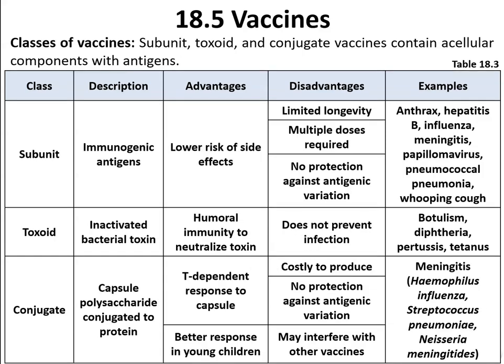More classifications of vaccines include subunit, toxoid, and conjugate vaccines. These all contain acellular components. So your subunit vaccines, this is your vaccines for anthrax, hepatitis B, influenza, meningitis, papillomavirus, pneumococcal pneumonia, whooping cough. Toxoid vaccines are for botulism, diphtheria, pertussis, tetanus. And finally, the conjugate vaccines are meningitis, Streptococcus pneumoniae, and Neisseria meningitidis.